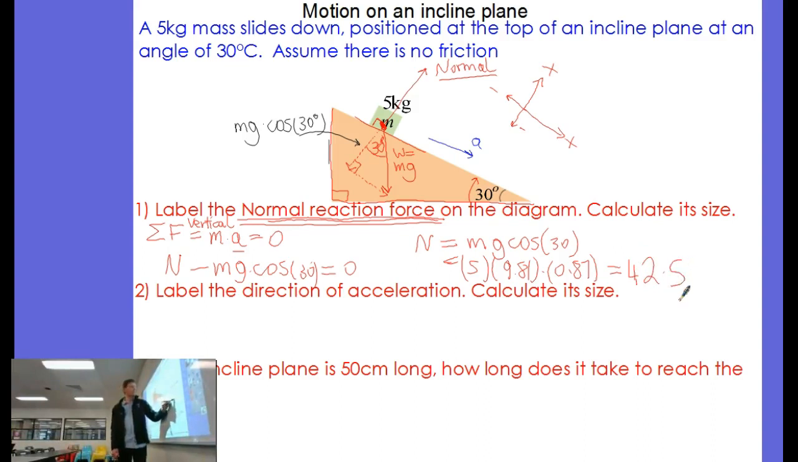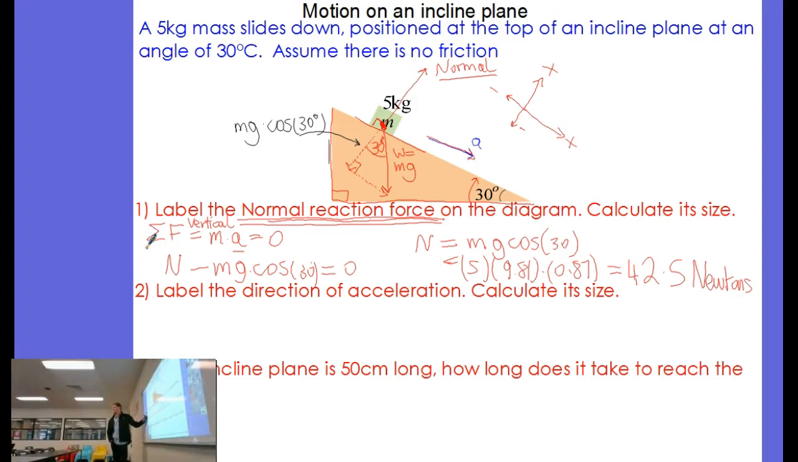42.5 newtons. Okay? Fantastic. Label the direction of acceleration and calculate its size. Well, there's the acceleration, and we're going to work out its size.